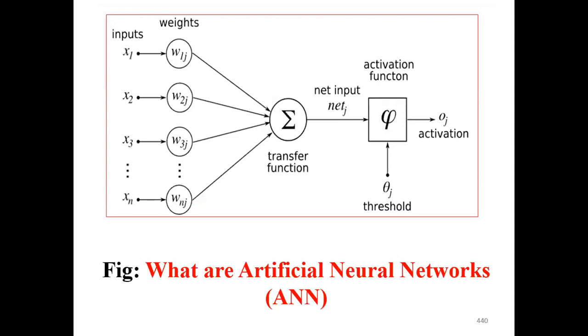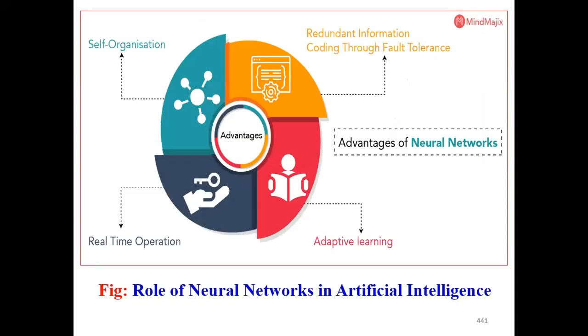Okay, so then what are artificial neural networks? See here, artificial neural networks have a neuronal structure, with a number of inputs, a number of outputs, and a number of weights. We use a transfer function called sigma and a net input function, with an activation function and threshold value. Finally, we get the output.